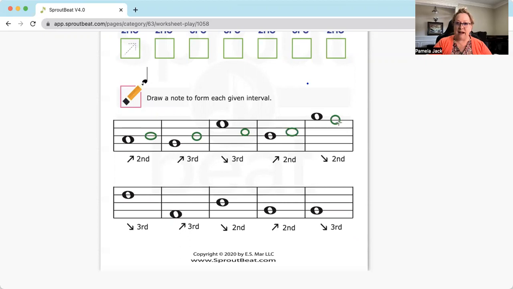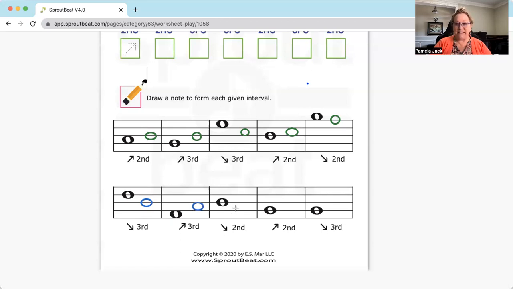Second going down, a second or a step. They mean the same thing. Space to line going down. I'm going to use a different color for my next row. All right, third, going down, a third or a skip. Line to line, because it's a third. A third, going up. Space to space, because it's a third or a skip.